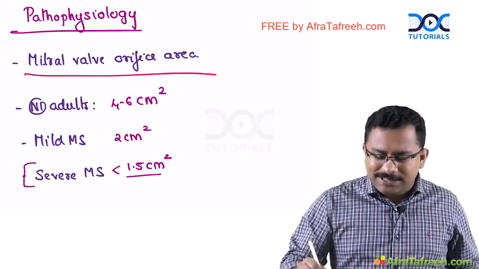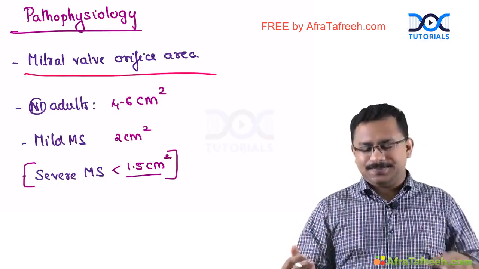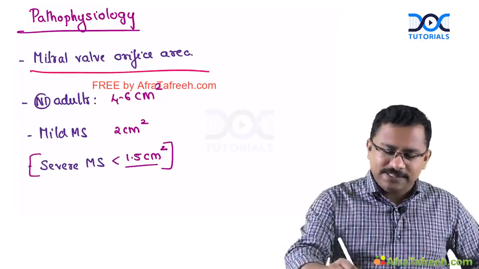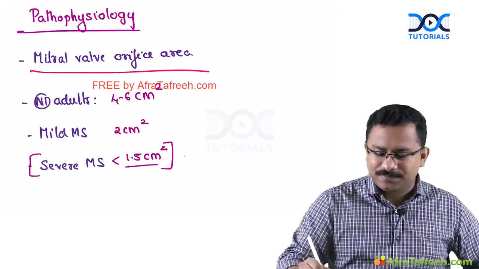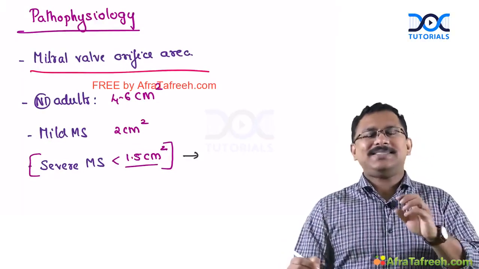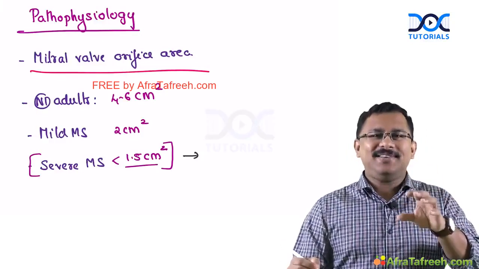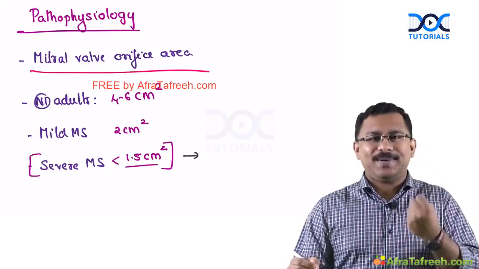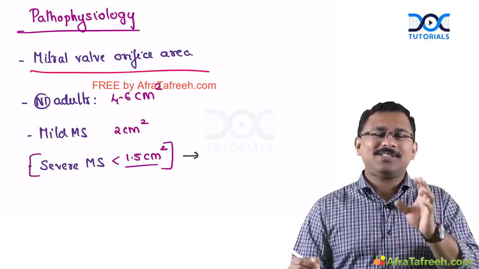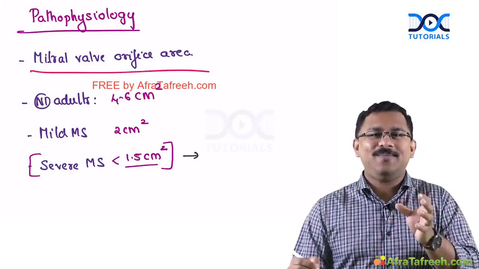But when it comes to a stage of severe mitral stenosis, the left atrioventricular pressure gradient is approximately around 20 millimeters of mercury.